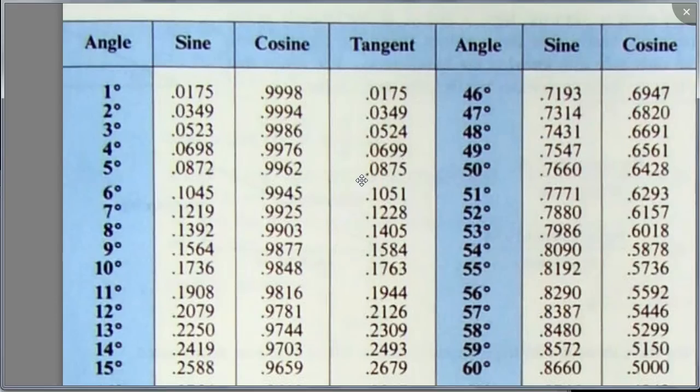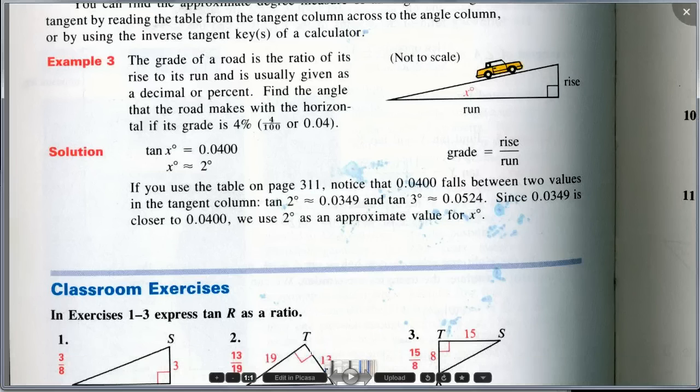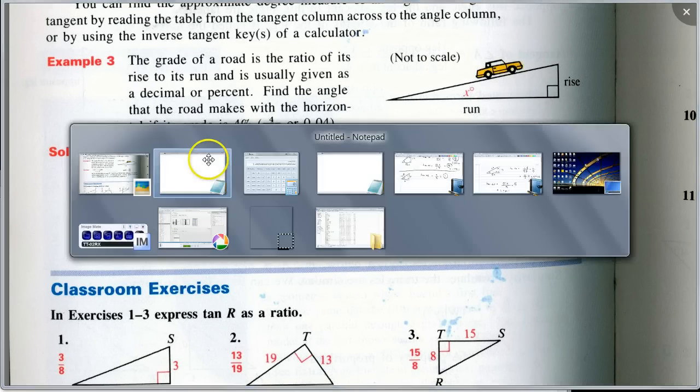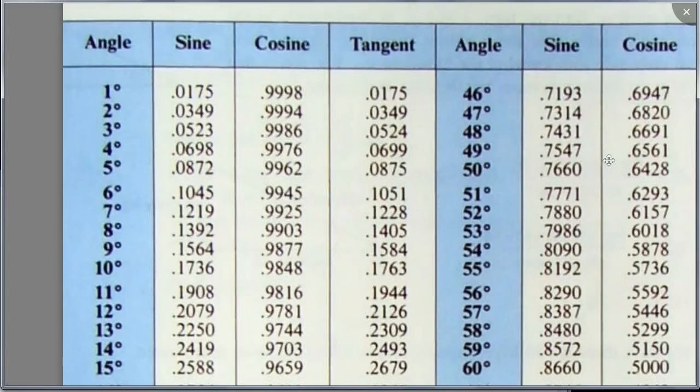If I gave you the tangent ratio, and I said the tangent of some angle measure was 0.0875, it must be 5 degrees, correct? So if we know that the tangent of some angle is 0.04, then which one of these angles must it be? Which angle must give you the tangent of 0.04?